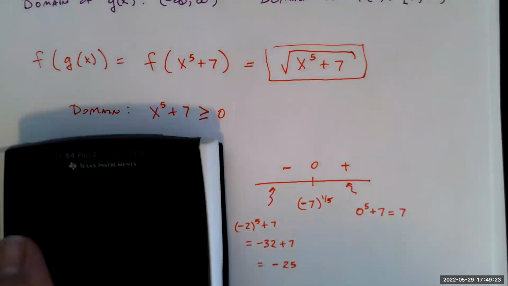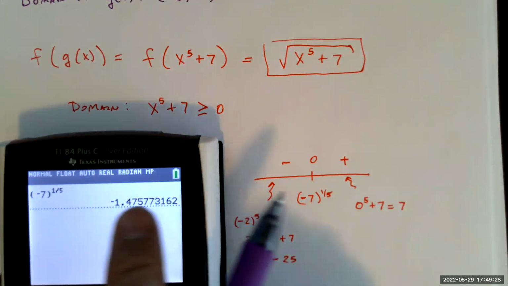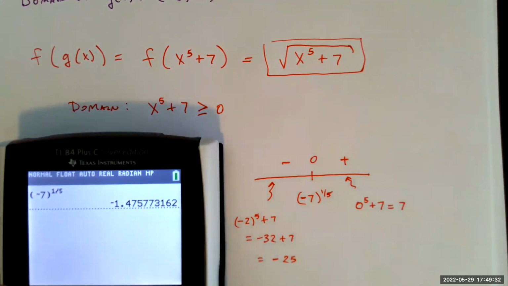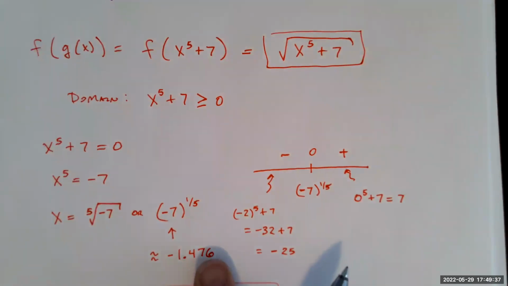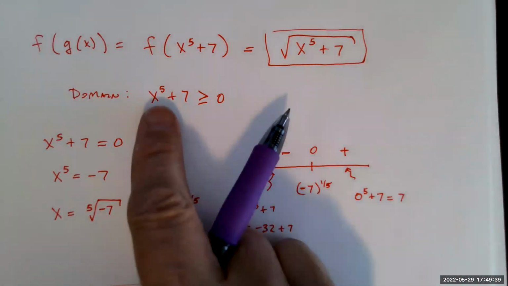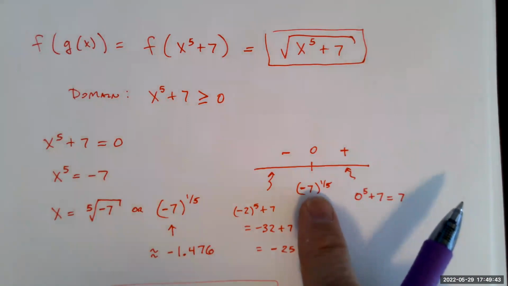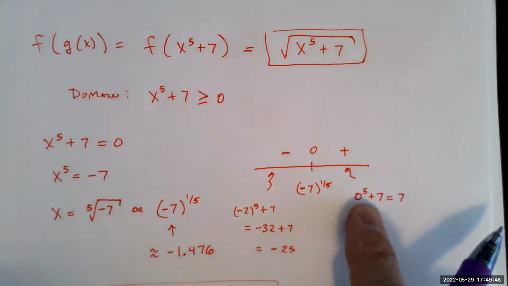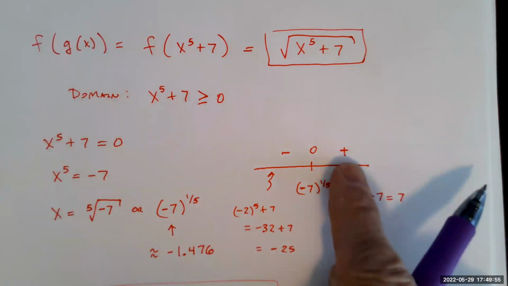You can actually go in your calculator and even approximate this. I did this already, -7 to the 1/5, and you get about -1.476. Okay, so that's when this thing is 0. So if I check x to the 5th plus 7, I want to know when it's greater than or equal to 0. Well, if I plug in anything bigger than -1.476, like try 0. 0 is bigger than that number, right? If I plug in 0, 0 to the 5th plus 7 just gives me 7, positive. So everything's positive.